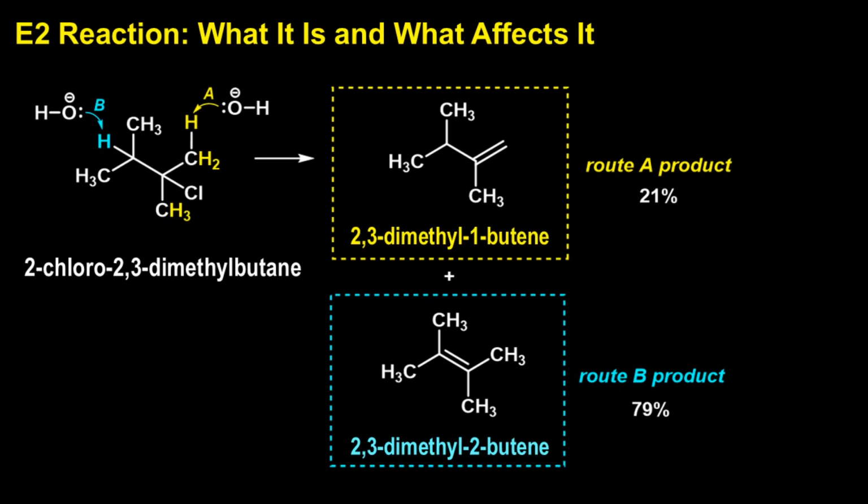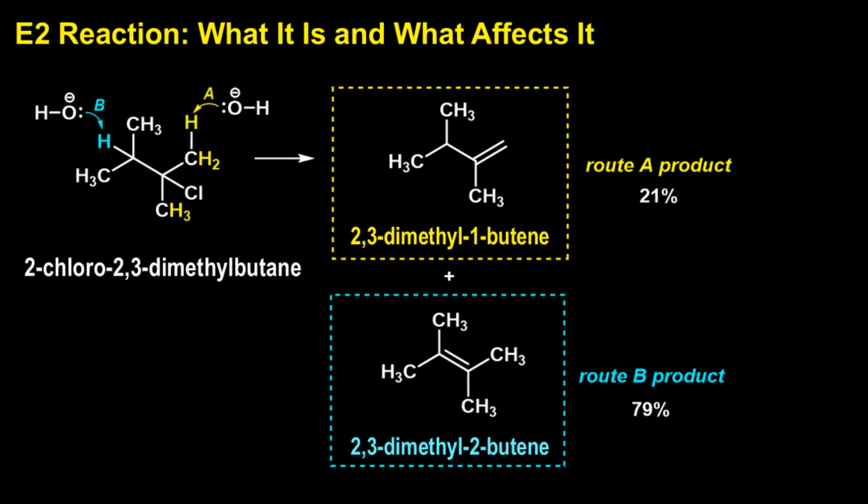Now, another quick example, 2-chloro-2,3-dimethylbutane. Again, there are two possible pathways. In route A, the base removes a proton from the terminal beta carbon, giving 2,3-dimethyl-1-butene. It's less substituted, less stable, and forms only about 21% of the mixture.